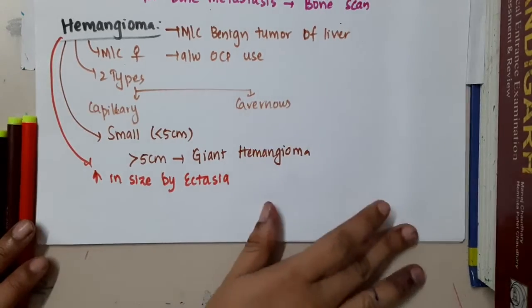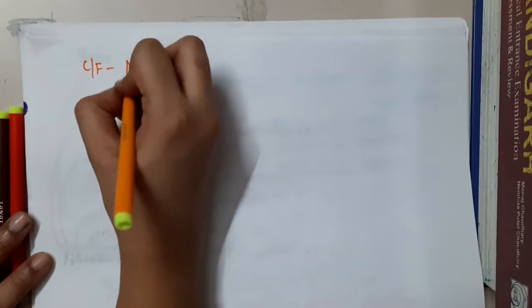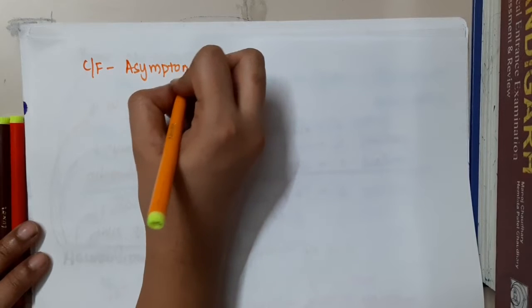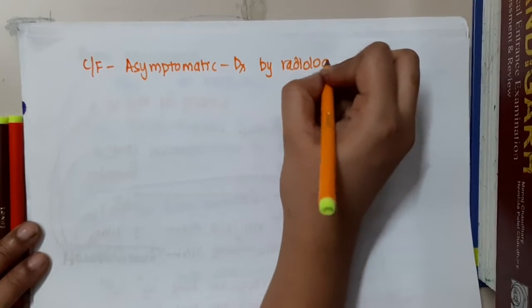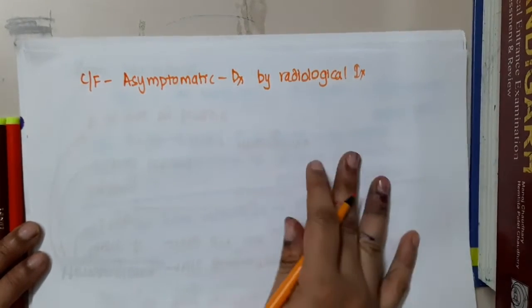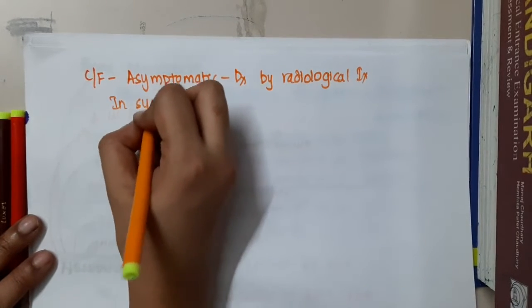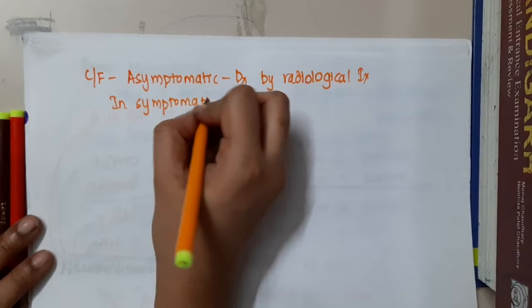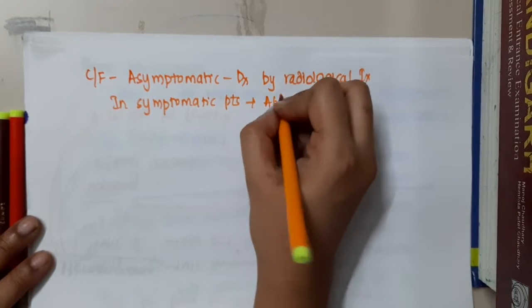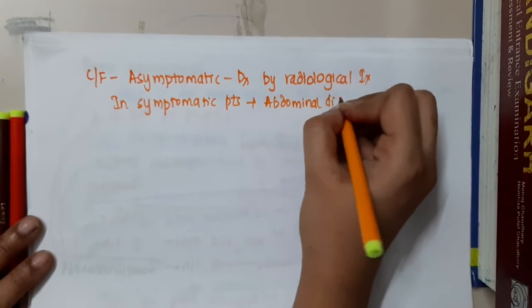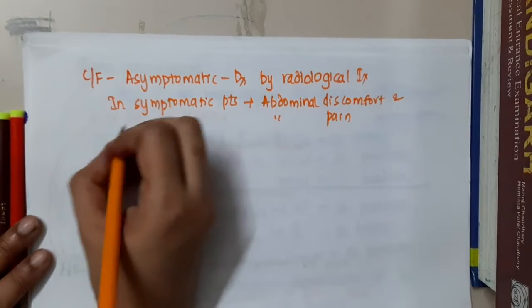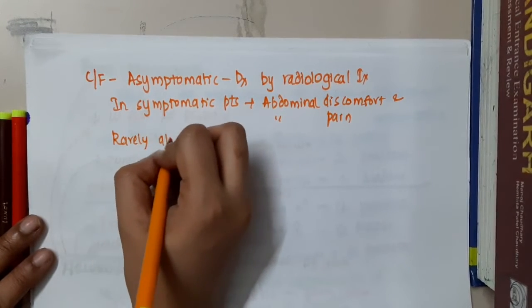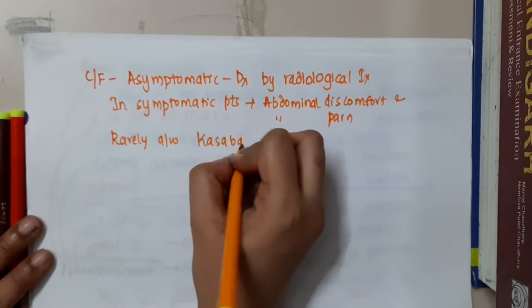If you see the clinical features of hemangioma, these patients are usually asymptomatic and they are diagnosed by radiological investigations. In symptomatic patients, you will see abdominal discomfort and abdominal pain. Rarely it is associated with a syndrome called Kasabach-Merritt syndrome.